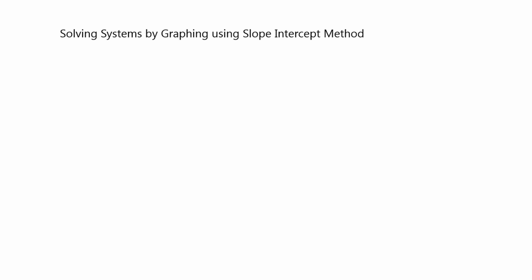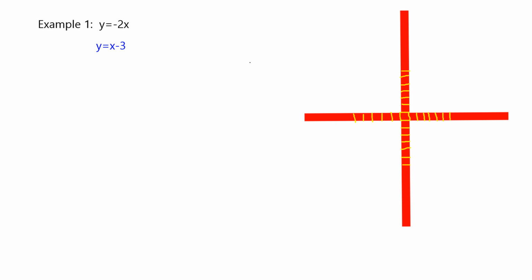This video is on solving systems of equations by graphing. We're going to use the slope-intercept method, but you can use any method you know for graphing lines. Example 1. You have the function y equals negative 2x and the function y equals x minus 3. If you do not remember how to graph in slope-intercept form or any other form, please look at other videos.